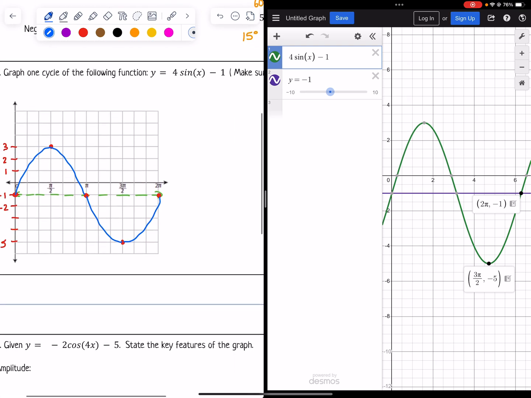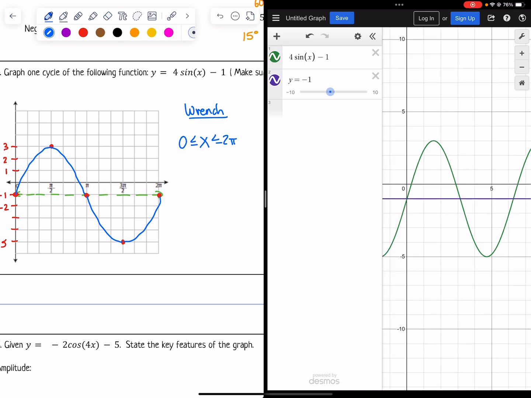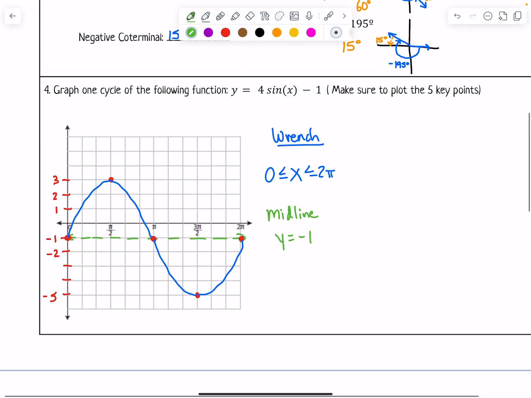But like I say, Desmos is very helpful, and you can just make your window match. So go to the wrench, which is what I call that little tool in the corner. And you just put X from 0 to 2 pi, and it makes a really nice view of your graph. And then I drew the midline in green. So my midline helped me out too. I graphed my midline, which always goes with your vertical shift. So that was at -1. And that helps you get a really nice graph out of Desmos.